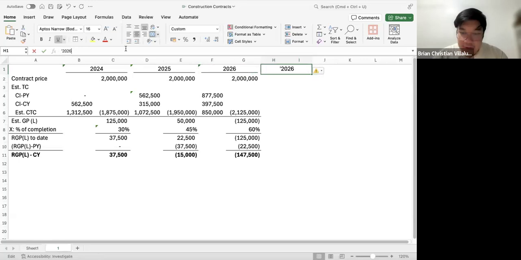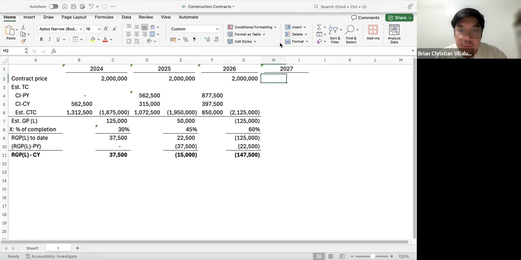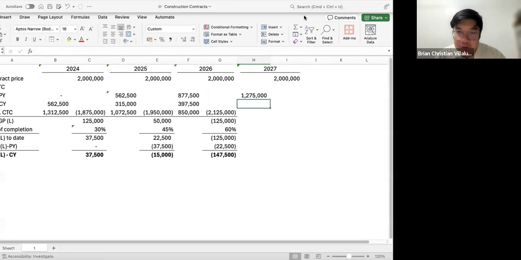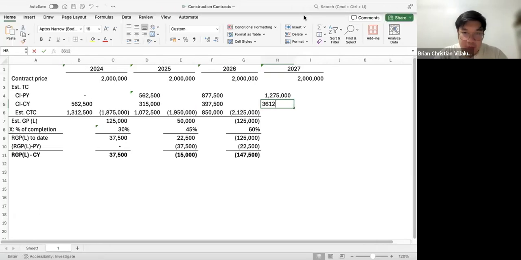Oh, next. 2027. Contract price mo, 2 million pa rin, tama? Magkano ang CIPY natin? Kunin mo ulit yung cost incurred to date ng last year. O, 1,275,000 na. Magkano yung cost incurred CY natin? So, 361,250. And estimated cost to complete, 288,750.